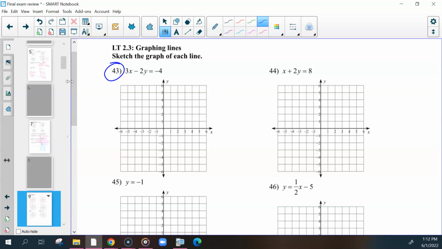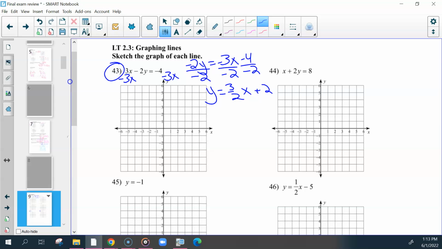So we're going to start with 43. This one we need to convert into slope-intercept form. So subtract 3x on both sides. We have negative 2y equals negative 3x minus 4. And then divide everything by negative 2. So y equals positive 3 over 2x plus 2. And then we can graph this.